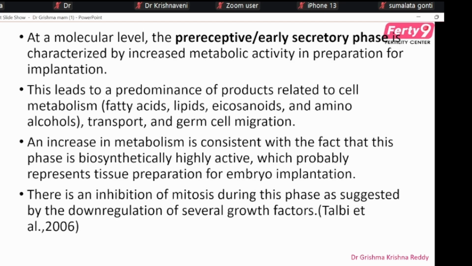At a molecular level, the pre-receptive or early secretory phase is characterized by increased metabolic activity in preparation for implantation. So what will happen during this pre-receptive phase? There will be a predominance of cell metabolism products like fatty acids and amino acids. This increase in metabolism is consistent with the fact that this phase is highly active, which probably represents tissue preparation for embryo implantation. There is also inhibition of mitosis during this phase.